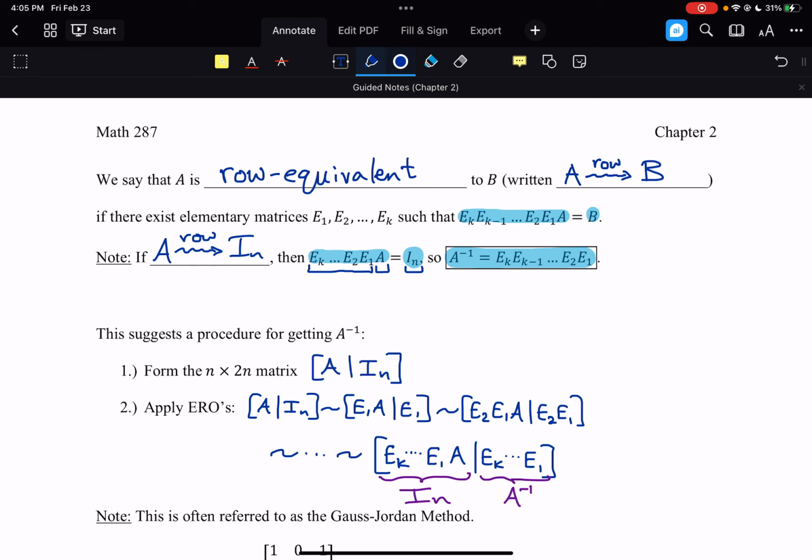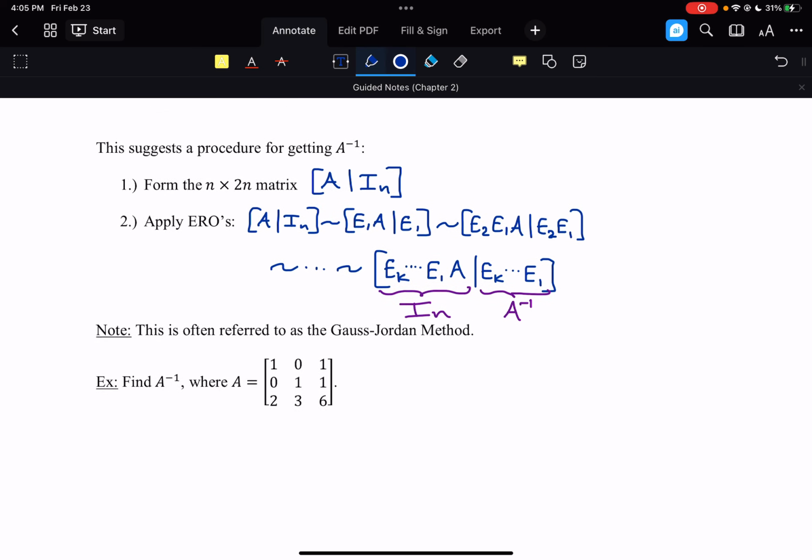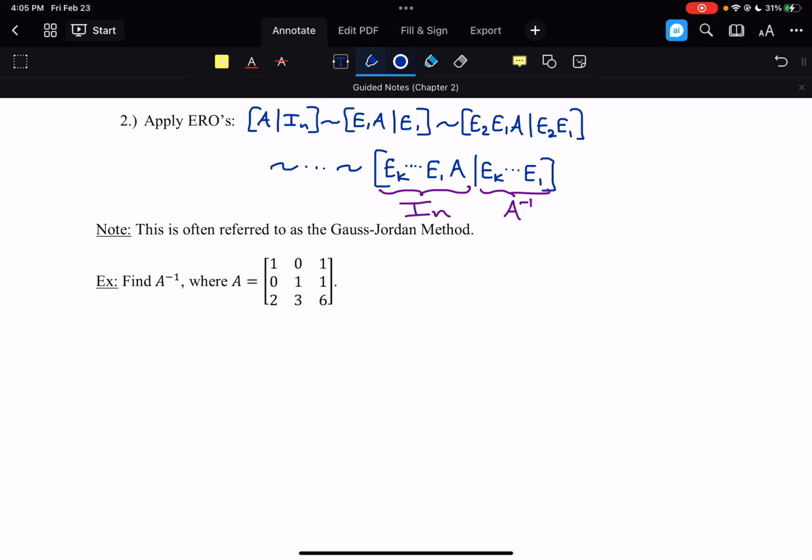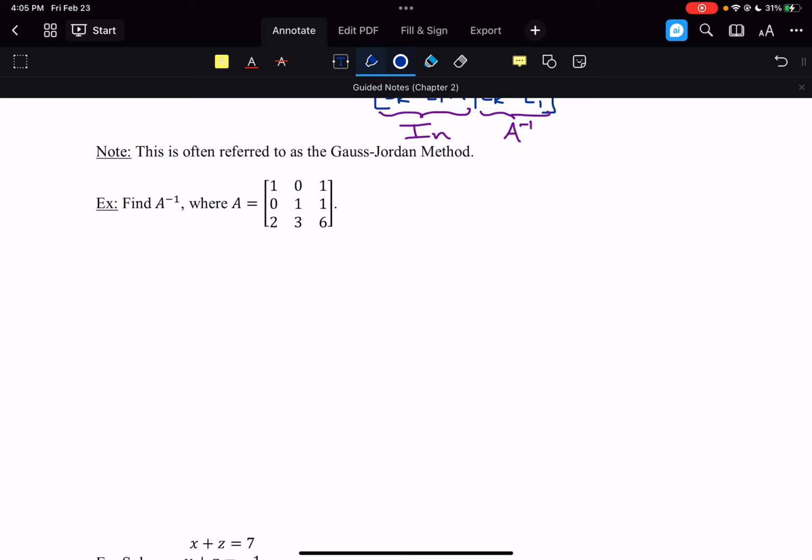So let's try this out. Find A inverse given that A is this 3 by 3 matrix. So we're going to take that matrix, so 1, 0, 1, 0, 1, 1, 2, 3, 6, and we're going to augment it with the identity matrix of equal size. So we have a 3 by 3 and a 3 by 3.